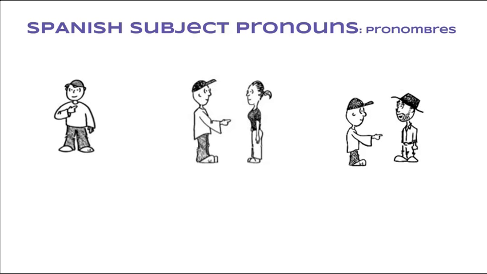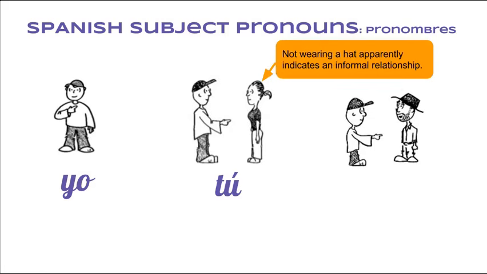Now let's learn the Spanish subject pronouns, the pronombres. To say I in Spanish, we say yo. To say you in Spanish, we say tú. Now there's something in Spanish that we don't have in English. There are actually two ways to say you in Spanish. There's a formal version of you and an informal version of you. It all depends on who you're speaking to.